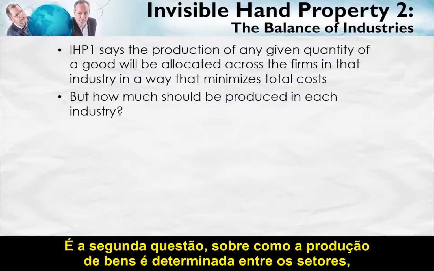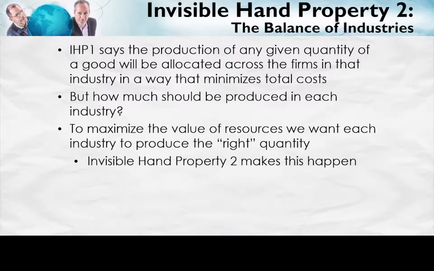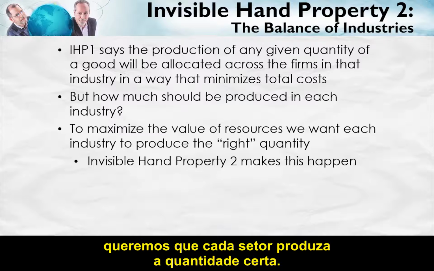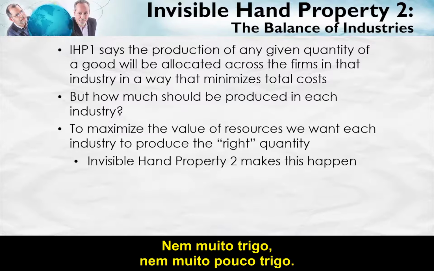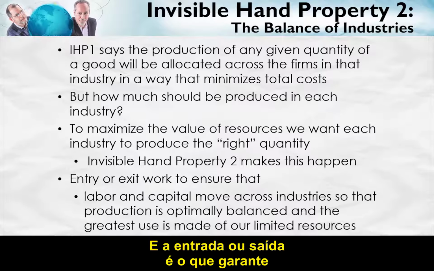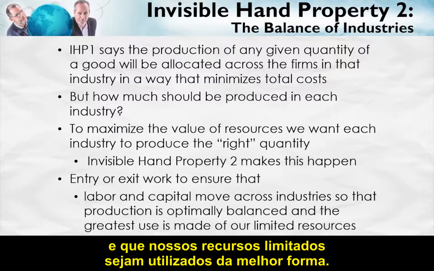It's this second question about how the production of goods are balanced across industries that invisible hand property number 2 is all about. In order to maximize the value of resources, we want each industry to produce the right quantity. Not too much wheat and not too little wheat, but just the right amount. Entry and exit is what ensures that labor and capital move across industries so that production is optimally balanced and the greatest use is made of our limited resources.